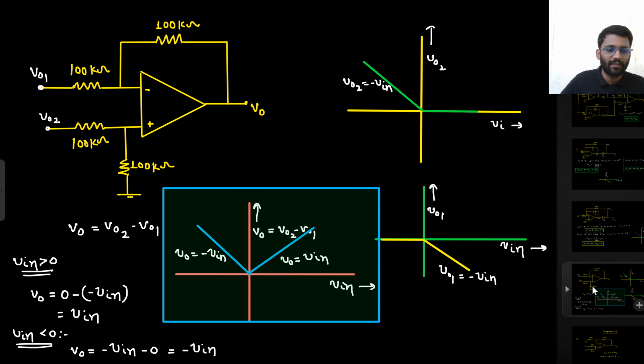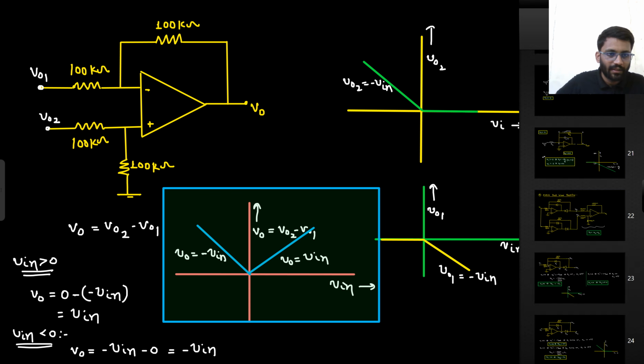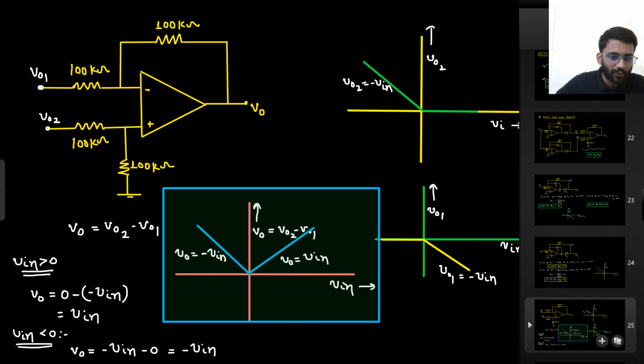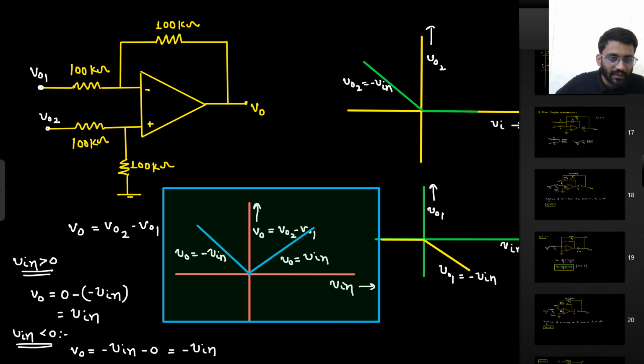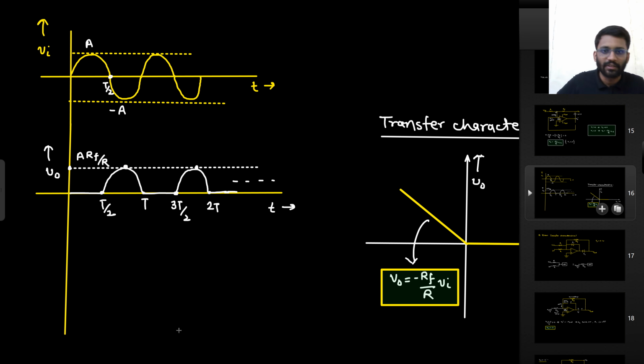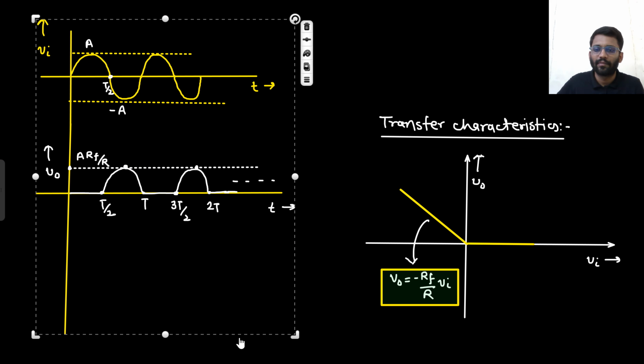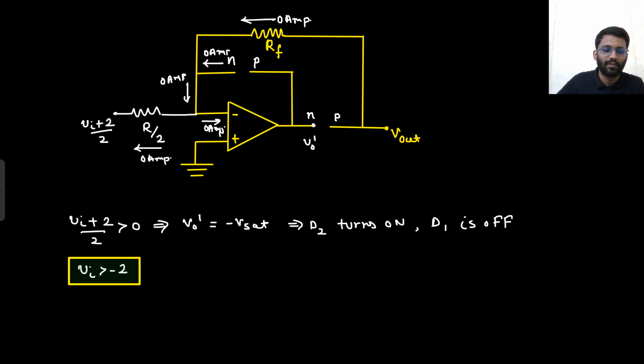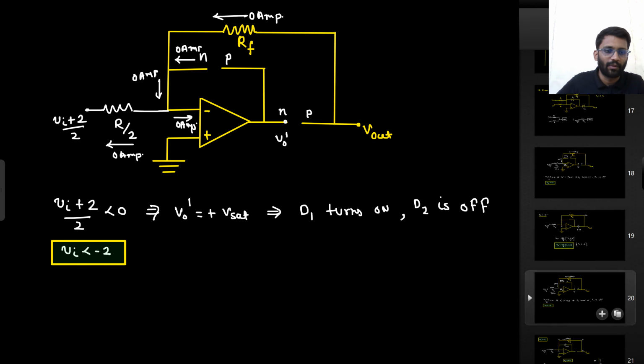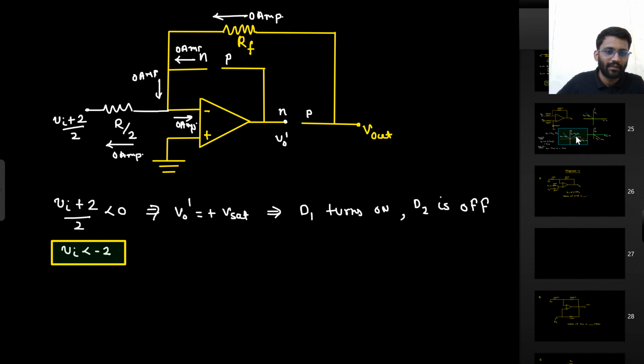So if I draw the graph taking the input waveform from the previous circuits, where is the input waveform? This is the input waveform. How will the output look like? For the final output, how will the output look like? One more page.